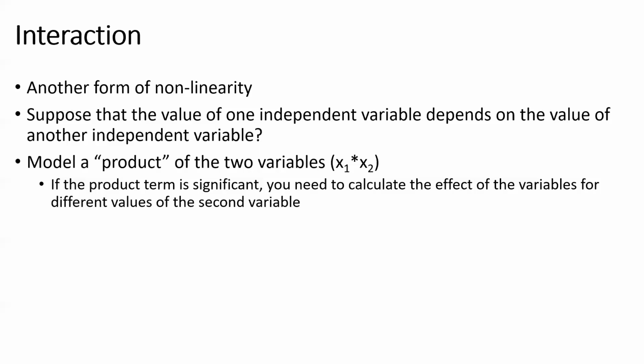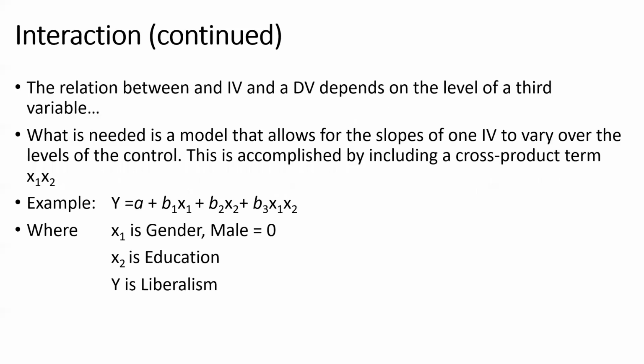Interaction terms can be used to consider subcategories in models as well that have several dummy variables. And we can think of the coefficient of the product term as the additional effect of the independent variable for the second variable's reference category. So the relationship between the independent and the dependent variable depends on the level of a third variable. That's what we're talking about when we're talking about an interaction model. So what we need to do is find a model that allows for the slopes of one independent variable to vary over the levels of the control variable. And this is accomplished by using a cross product term.